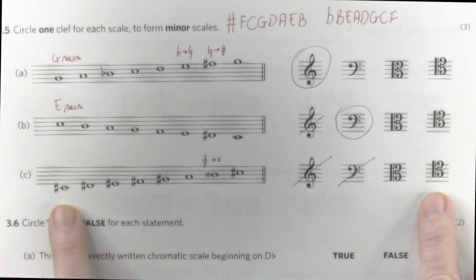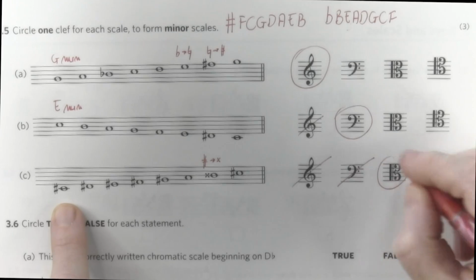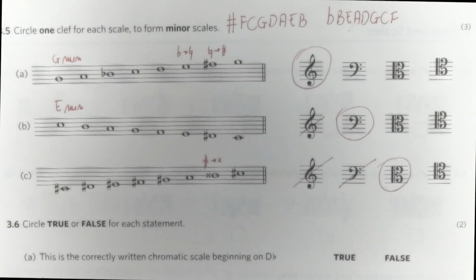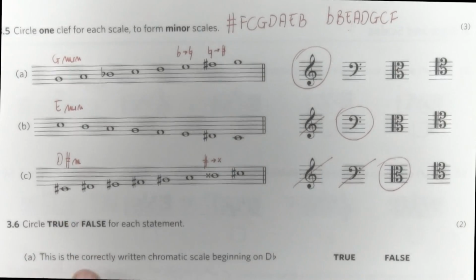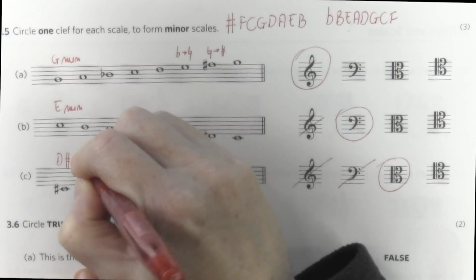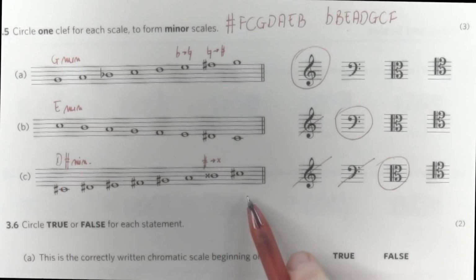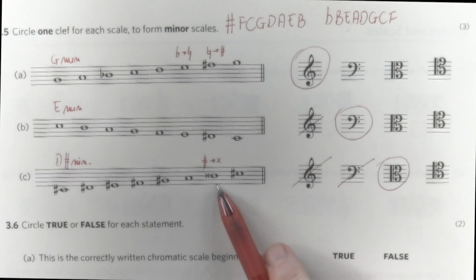Let's see if in the alto clef this scale would make sense. In the alto clef, this will be B sharp minor, supposed relative minor of D sharp major, which doesn't exist. So the answer is the alto clef, and the scale is D sharp minor. You can tell because there are so many sharps, and this is C double sharp.